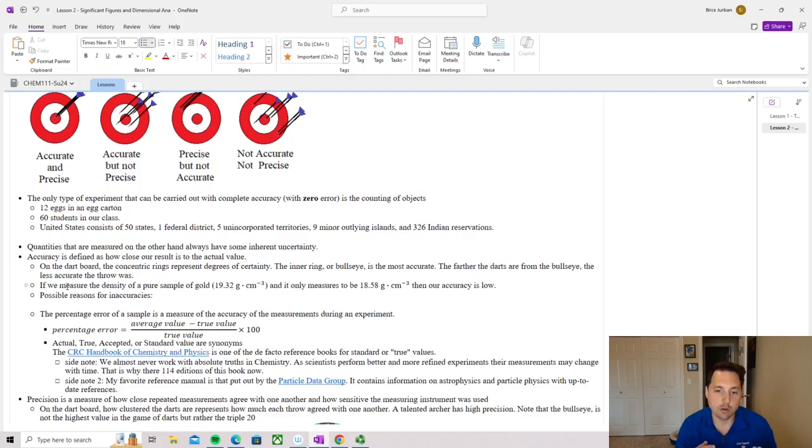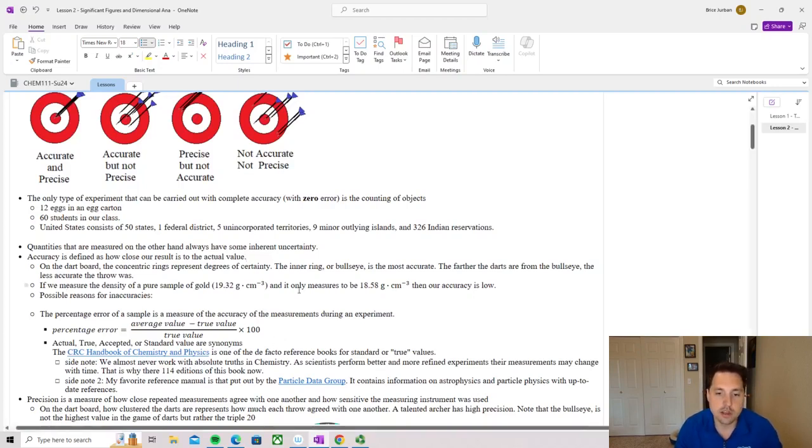And when we go to measure it, we might get a value that's less than that, 18.58 grams per cubic centimeter. So a density, we can see here, is a compound unit. It's the mass per volume of the object. And when our measured value is less than the true value, or the expected value, then our accuracy is considered to be low.